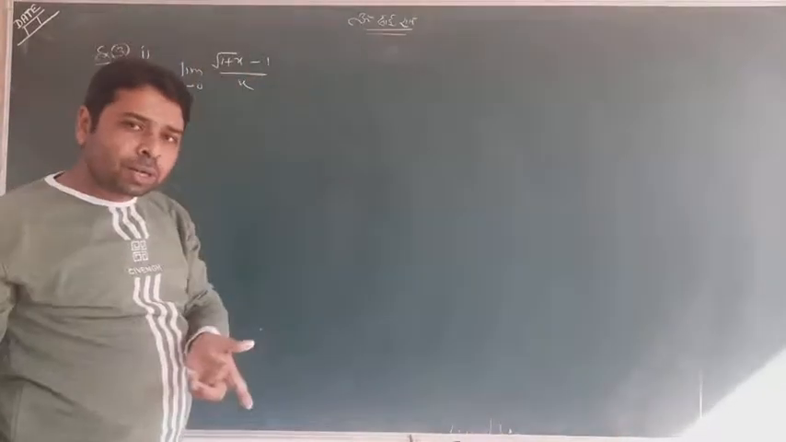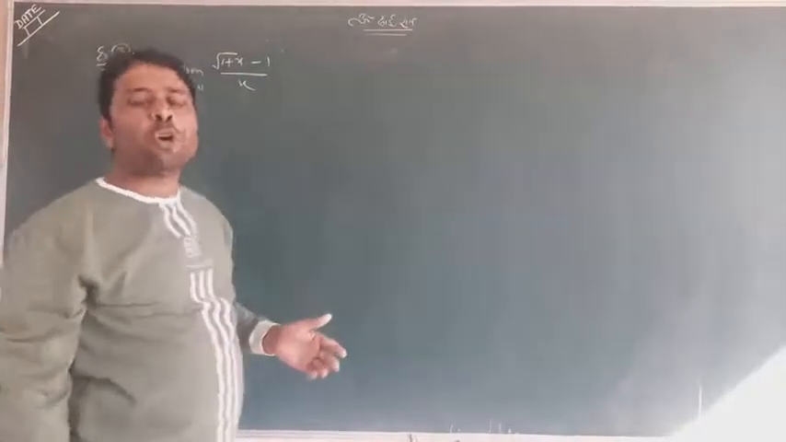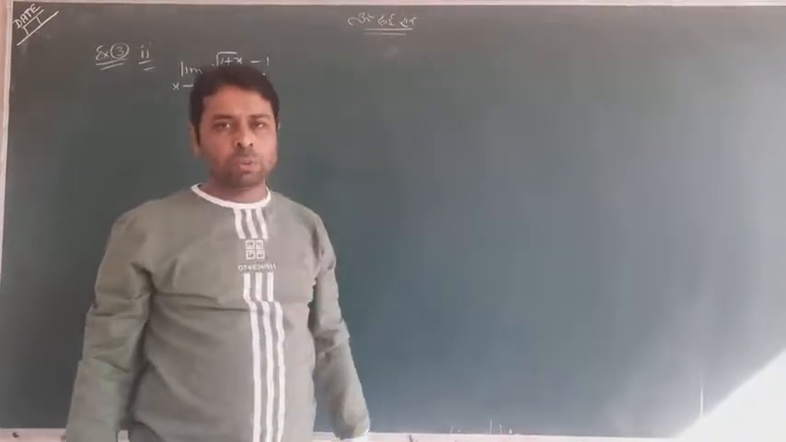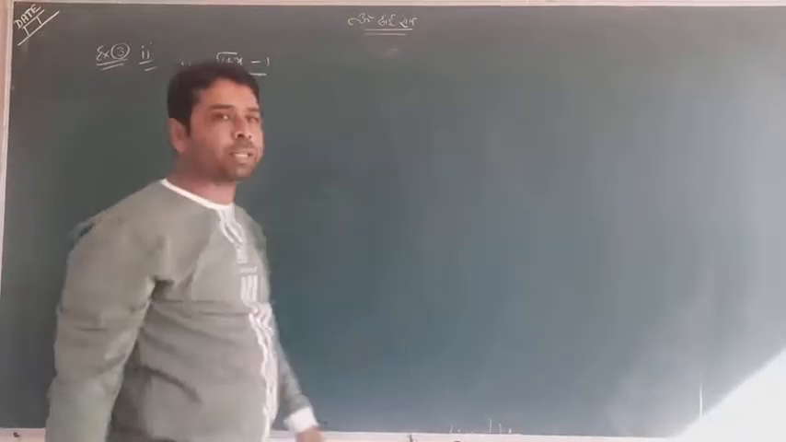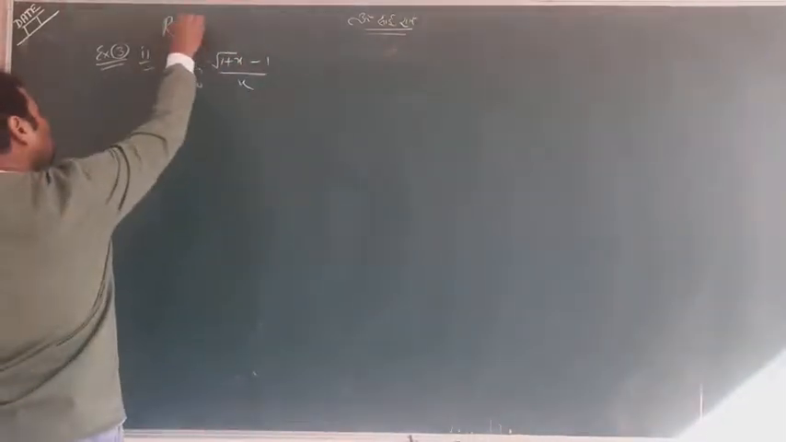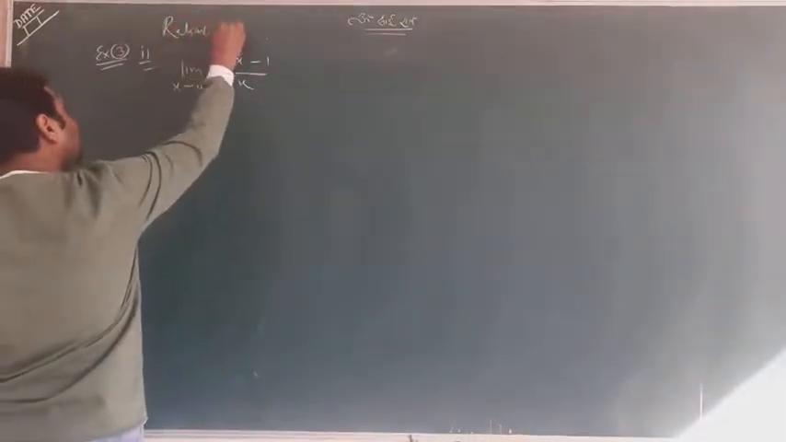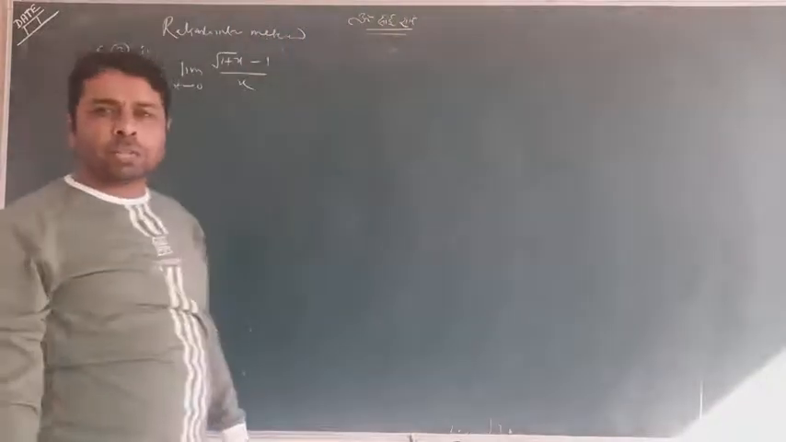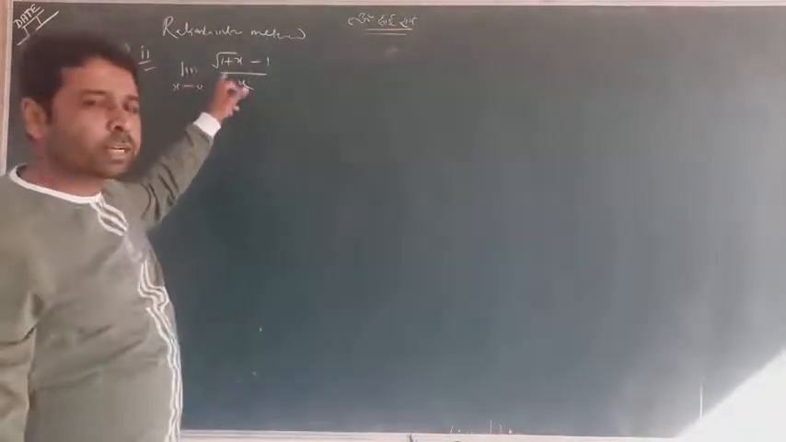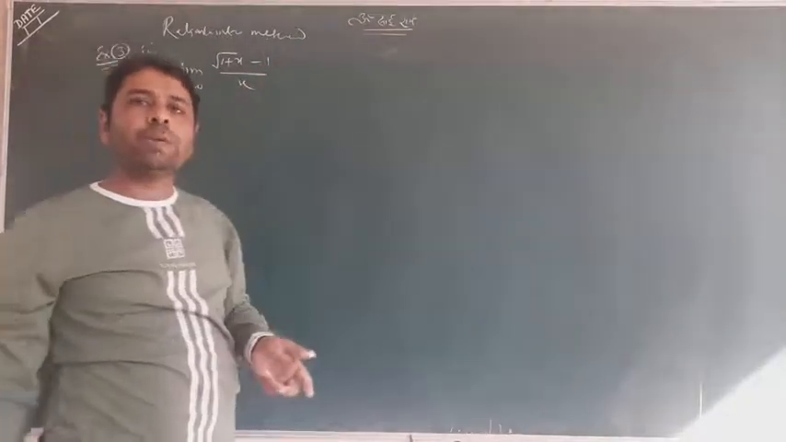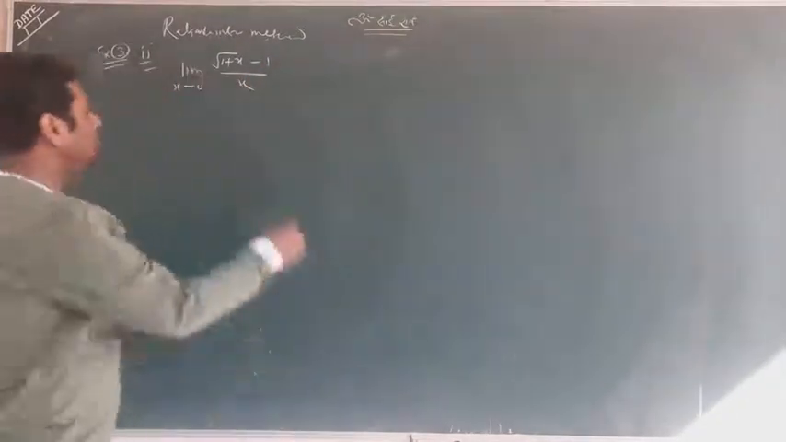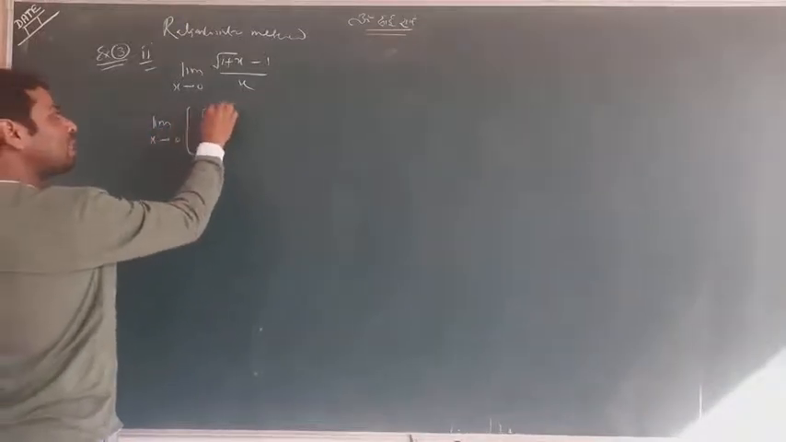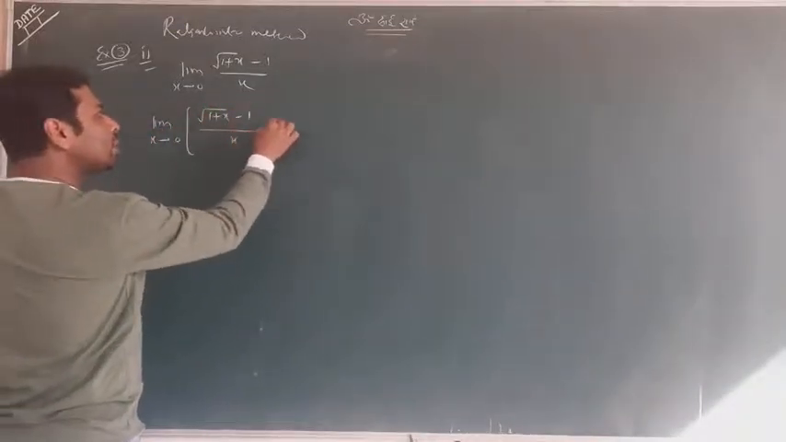So whenever 0 upon 0 or not defined term is coming and the question is in the under root form, you will use the second method called the rationalization method. Keep in mind the terminology: the rationalization method. You have to rationalize the term, because by putting the limit directly you are having 0 upon 0. So I am rationalizing the term. How can we rationalize the numerator?